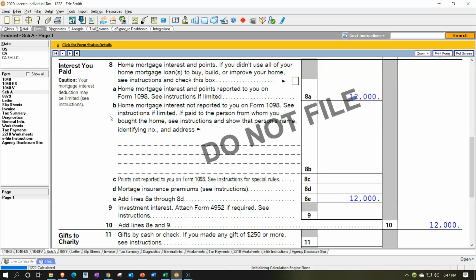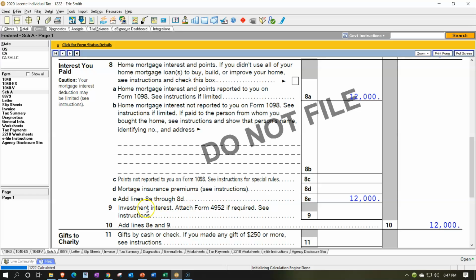See instructions if limited. If paid to persons from whom you bought the home, see instructions and show that person's name, identifying number, and address. Again, the most usual situation would be that you would have a financial institution with the loan that would then have to report the points using a 1098. So points not reported to you on Form 1098. So if you had some kind of points that weren't reported on the 1098, that would typically be something that would have to be determined when you look at the actual closing documentation for the purchase or the loan or the refinance.